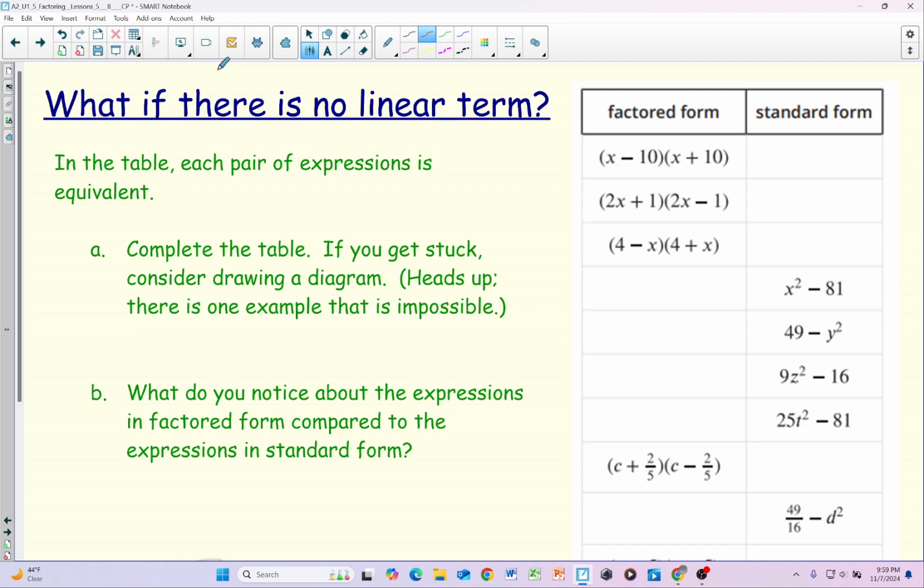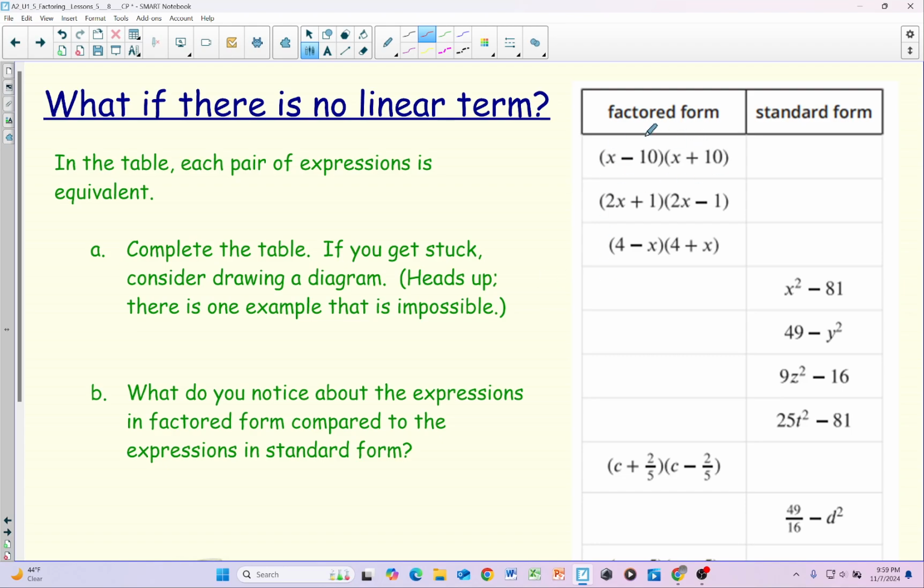Okay, so we're going to go back and forth between factored form and standard form with these particular expressions. So let's look at a few things here. Consider the fact that, once again, the reason why we're looking at no linear term is when you have this sort of expression, you get the minus 10 and the positive 10, right?